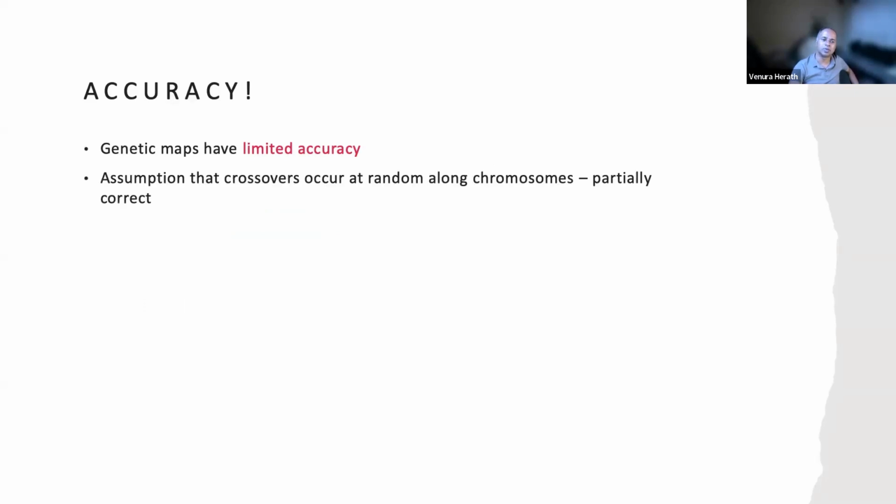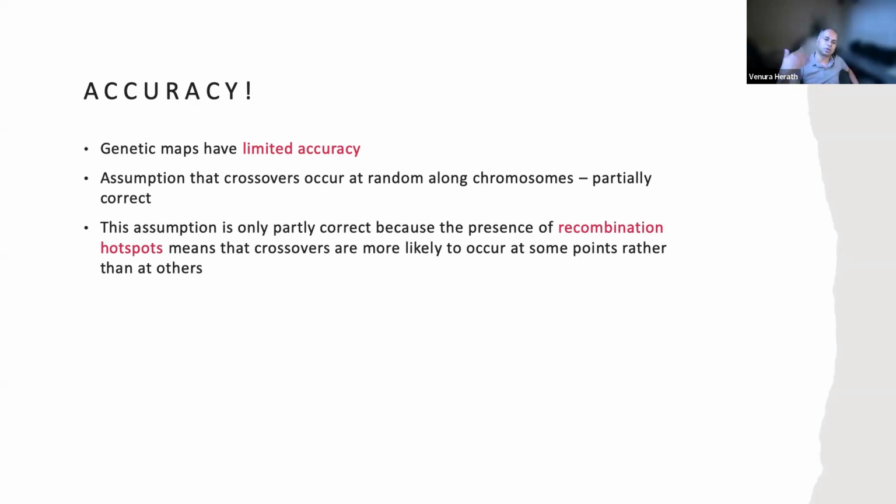So therefore our genetic maps have limited accuracy, because in the good old days people assumed that crossovers occur at random along the chromosomes, and this is not 100% true, because I'm pretty sure you heard this term hotspots. If you take your chromosomes, they have what we call recombination hotspots. That means some places are more vulnerable to crossovers compared to other positions.